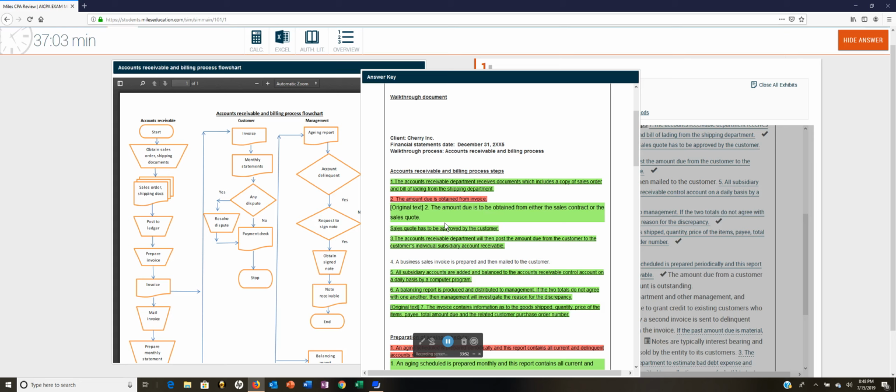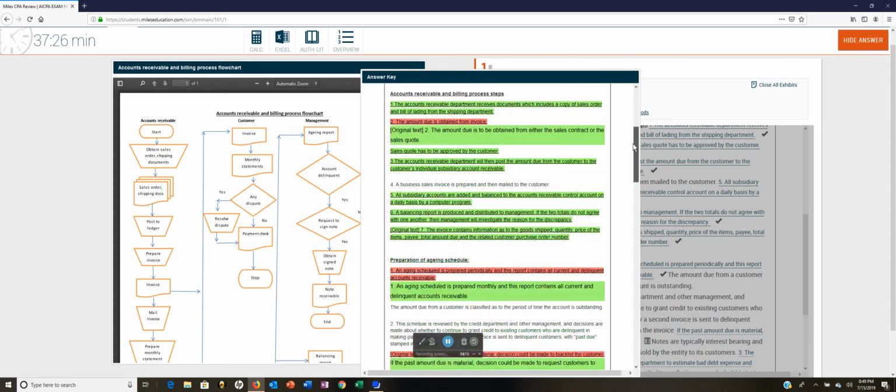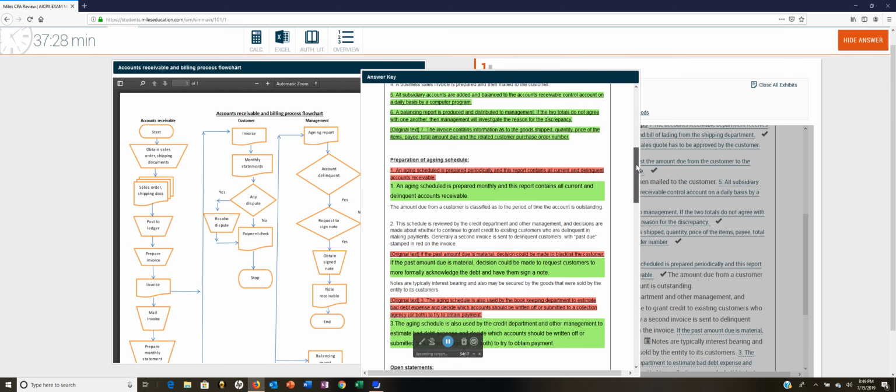Looks like we got this one wrong. The amount due is obtained from the invoice. The correct answer apparently is the amount due from either the sales contract or the sales quote. And let's go down and see what else. Looks like we got a few.